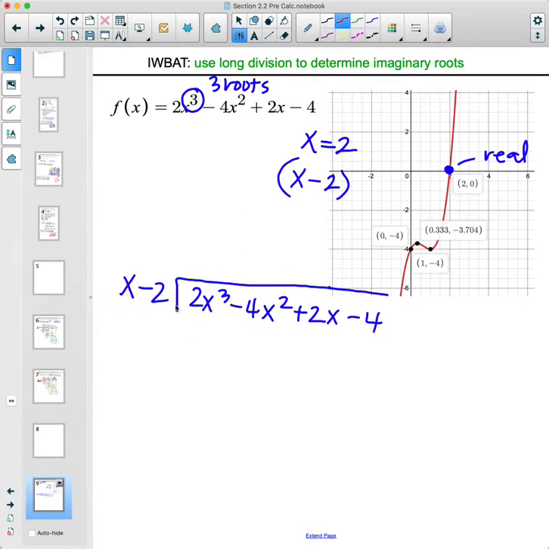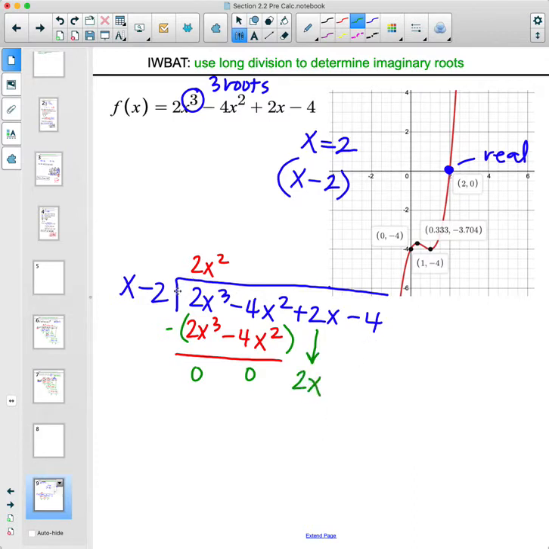So what times x gives us 2x cubed? That's going to be 2x squared. Multiply it and we'll get 2x cubed. 2x squared times negative 2 is going to be negative 4x squared. Then we need to subtract. So 2x cubed minus 2x cubed is 0. Negative 4x squared minus negative 4x squared is 0. So we'll carry down this next term.